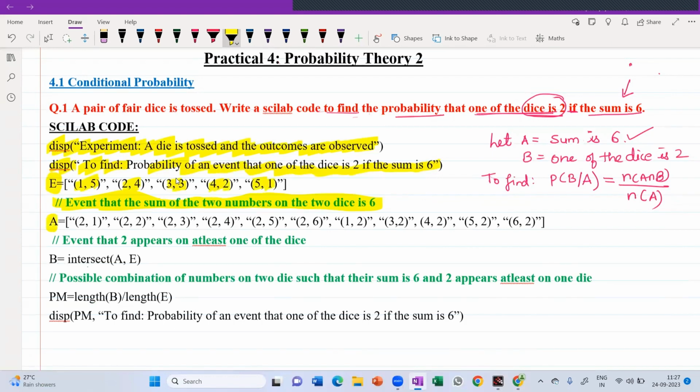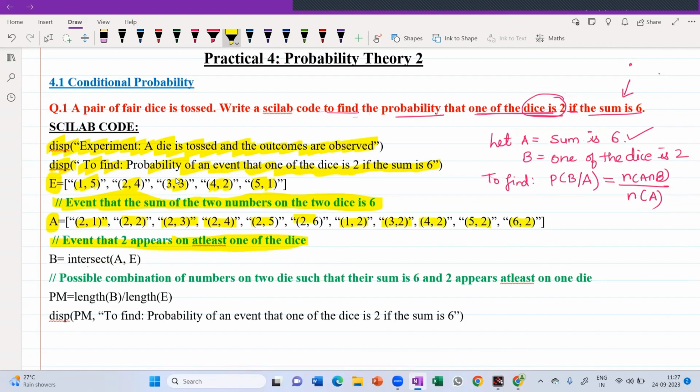Next I have defined event A. What does it mean? It stands for the 2 appearing on at least one of the dice. At least one of the dice. So 2,1; 2,2; 2,3, all this will come, and then 1,2; 3,2; 4,2.